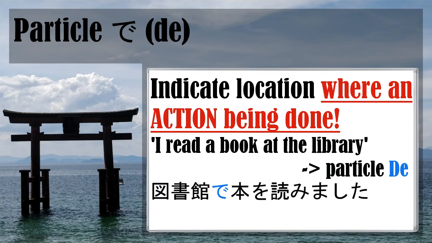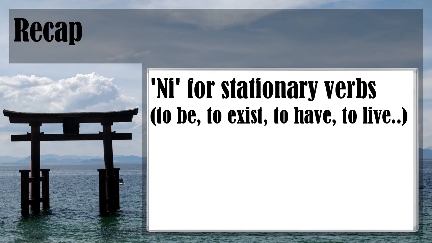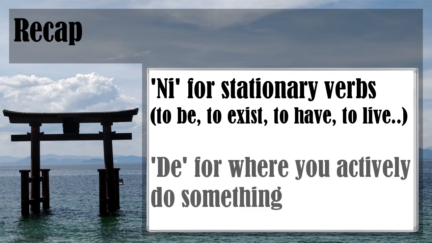There's not much more to explain here, just that you always use ni for stationary verbs like to be in Japan or to live in a certain location. These verbs are like iru or aru. And for a location where you're actively doing something, like talking to someone or reading a book or watching television, then you use the particle de behind the location.